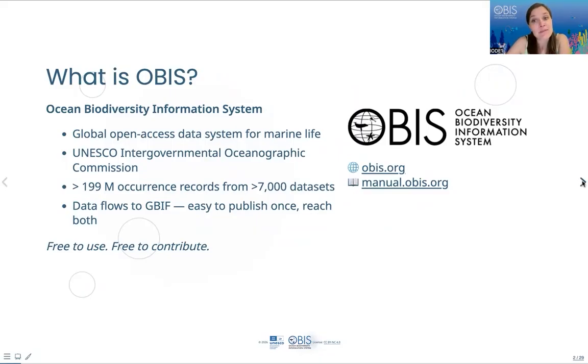So what is OBIS? OBIS is the Ocean Biodiversity Information System. We are a global open access database for marine biodiversity information. We are part of the UNESCO Intergovernmental Oceanographic Commission. At the moment, we have over 200 million occurrence records from all around the world in over 7,000 data sets. We are also tightly connected with GBIF, so we work together on publishing biodiversity data around the globe. But overall, OBIS is free to use, free to contribute to, and basically what we want to do is try to bring all the information in the world that is collected about marine biodiversity into one place so that it can benefit everybody.